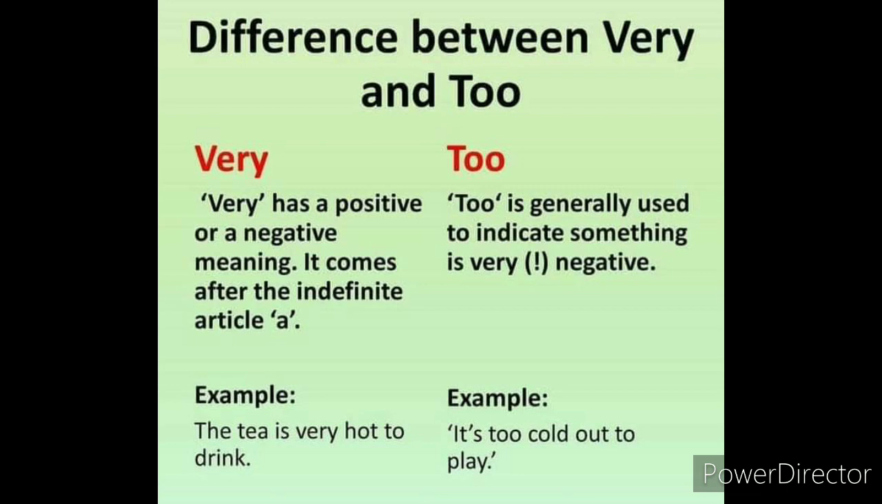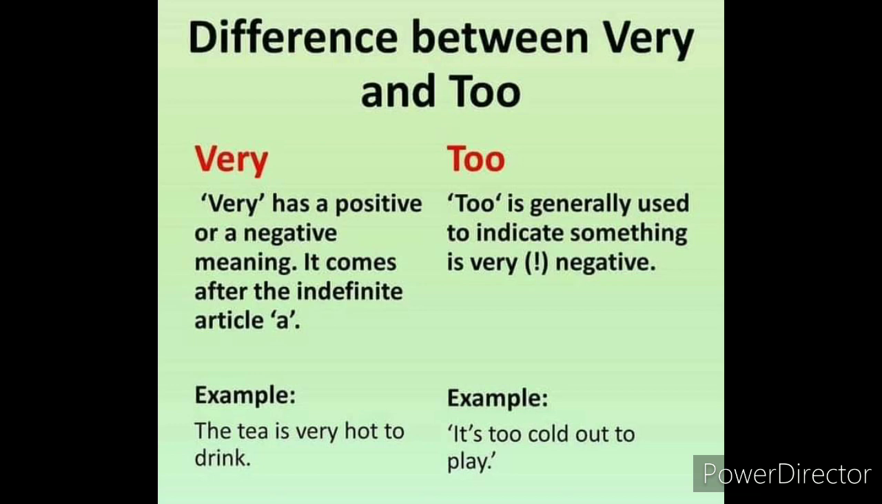So the first card is about the difference between very and too. So very and too are known as adverbs of degree. Okay, so they are adverbs of degree, but sure, there is a difference between them. So very has a positive or a negative meaning. It comes normally after the indefinite article. For example, a very hot tea, or the tea is very hot to drink.